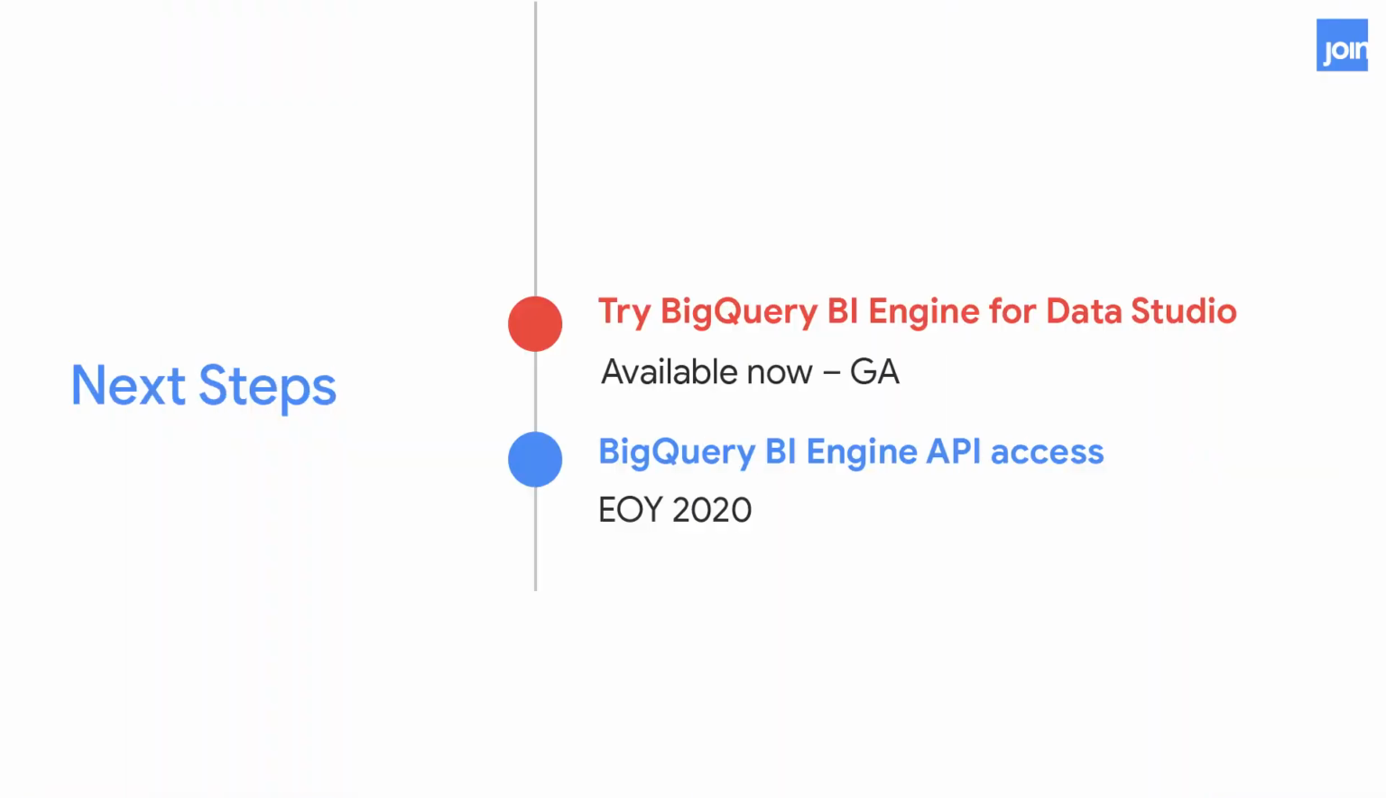Thanks, Kevin. That was an exciting demo showcasing BI Engine with Looker. To conclude, we saw a great overview of what BI Engine does. We went into a lot of details on how BI Engine works. You can try BI Engine today. It's available with Data Studio as a GA product. But what's coming later this year is BI Engine SQL API, which expands BI Engine to other BI tools such as Looker and other partner tools.